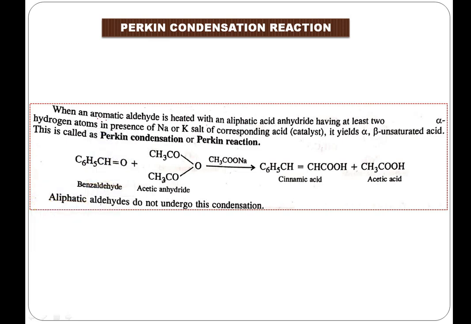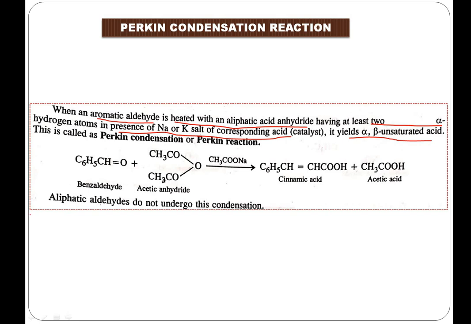So whenever you have an aromatic aldehyde, remember ये बहुत important है, aromatic aldehyde, when it is heated with an aliphatic acid anhydride, but that aliphatic acid anhydride should have at least 2 alpha hydrogen atoms. ठीक? And this reaction, when it is carried out in presence of sodium or potassium salt of corresponding acid as a catalyst, then the product formed is alpha beta unsaturated acid. So it's called as a Perkin reaction or Perkin condensation reaction.